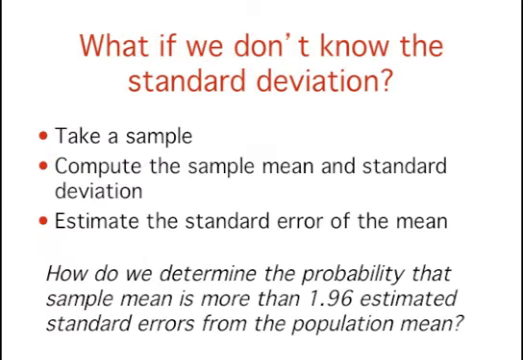But what happens if we have a normal distribution and don't know the standard deviation? We would take a sample and compute the sample mean and sample standard deviation. We could then estimate the standard error of the mean based on the sample standard deviation and the sample size. But how do we determine the probability that our sample mean is more than 1.96 estimated standard errors from the population mean?